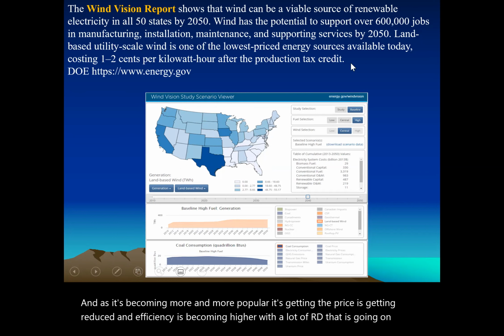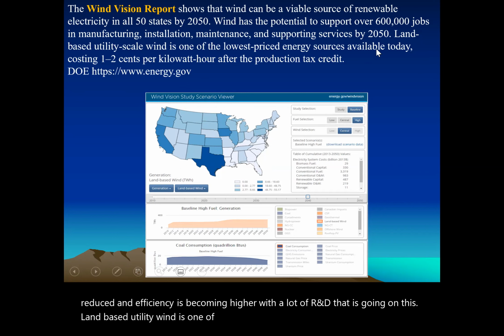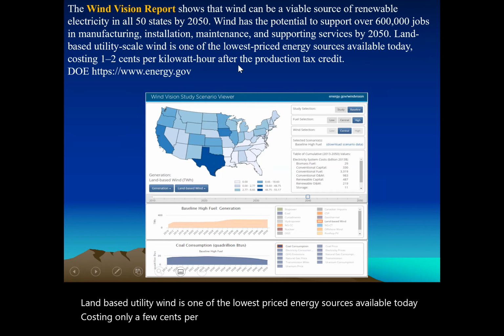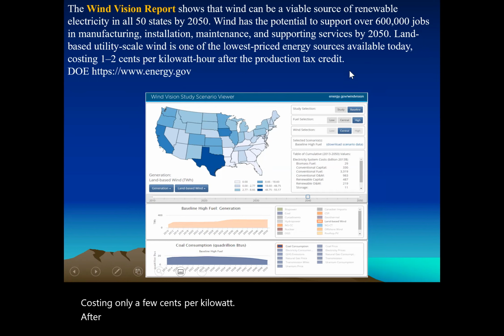Land-based utility wind is one of the lowest priced energy sources available today, costing only a few cents per kilowatt-hour after the tax credit.